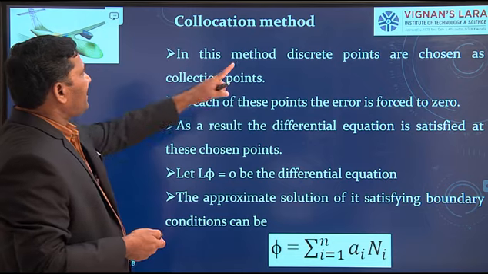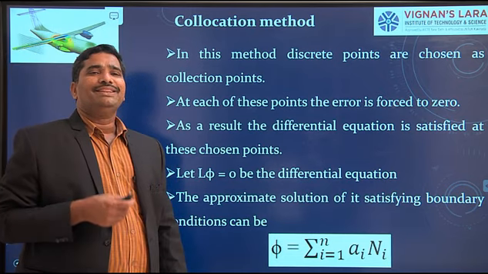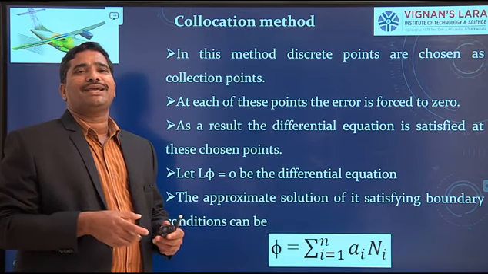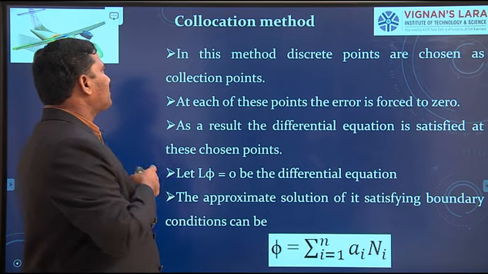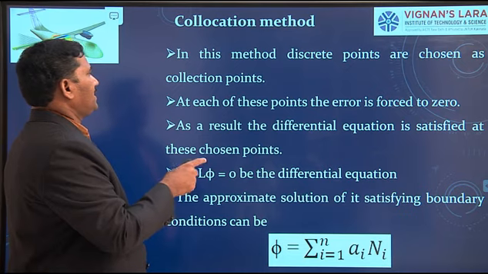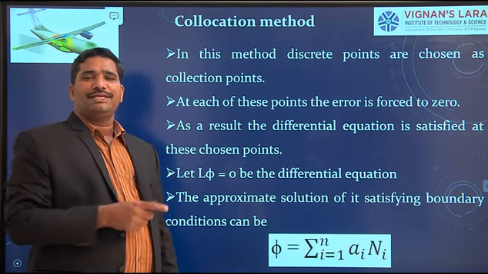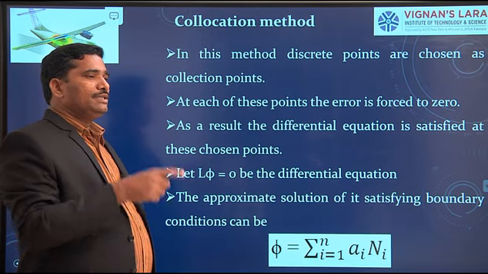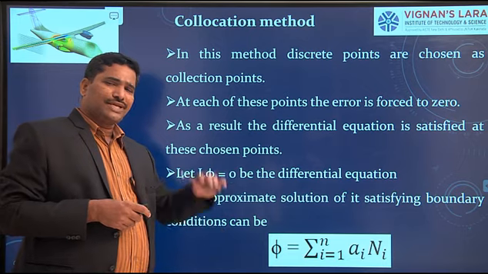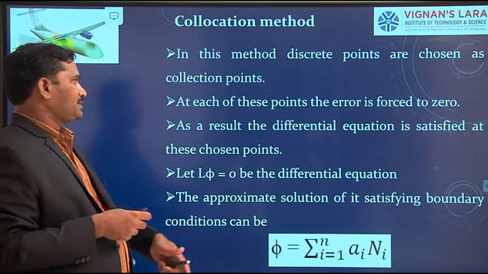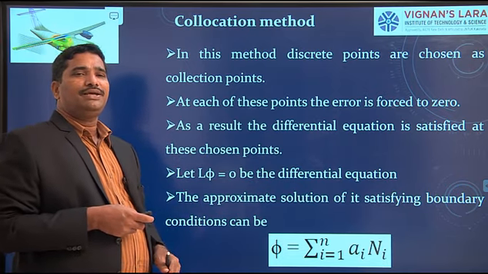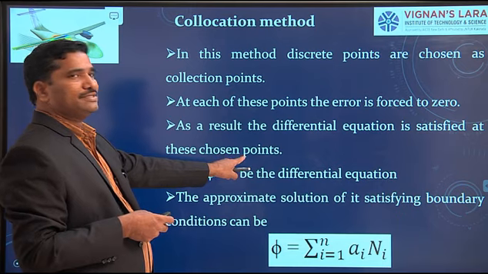The first one is collocation method. In this method, we choose discrete points that represent collocation points. We say points of collocation. At each of these collocation points, the residue is forced to 0. This we can understand well by taking an example in the next class. Right? As a result, the differential equation is satisfied at each of the collocation points.